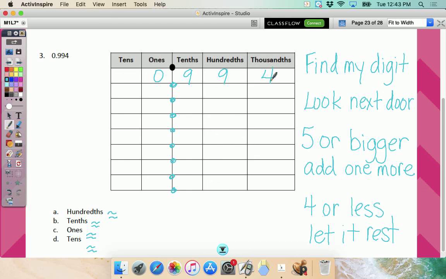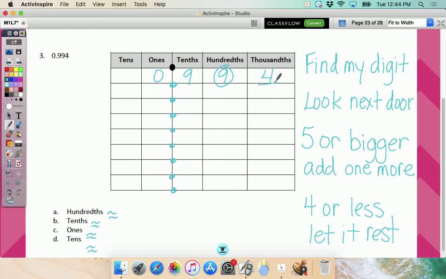Okay, so to the hundredths place, I'm going to pull a stick. Which digit should I circle, Emily? The 9. Yeah. Okay, and what will I underline, Emily? Okay. Now, I'm going to look at the 4 to decide about the 9. 4 or less, let it rest. 0 to 4, circle stays the same.